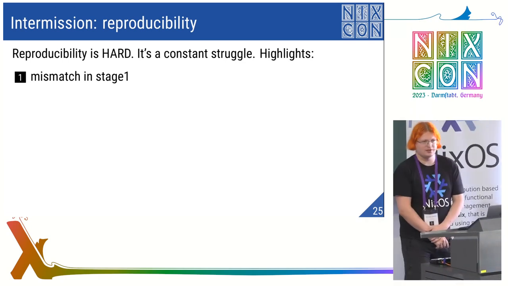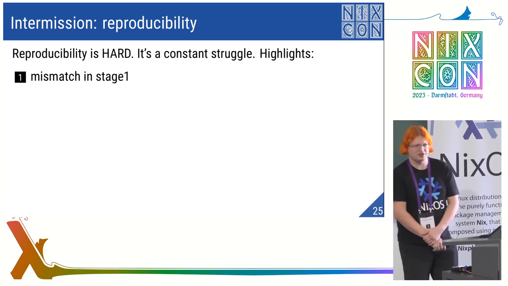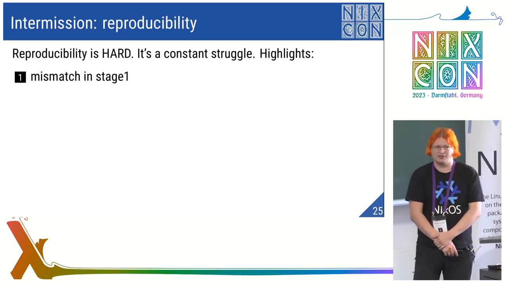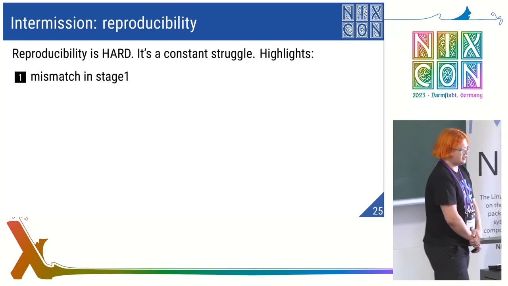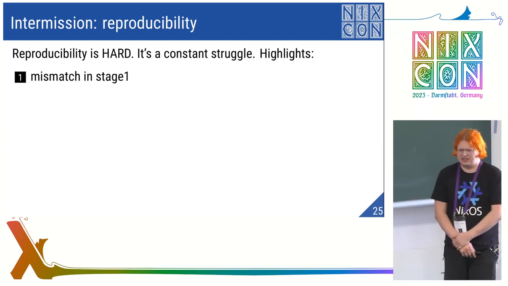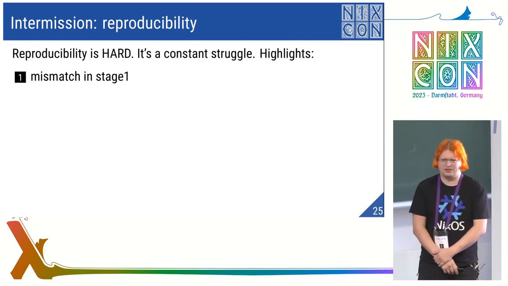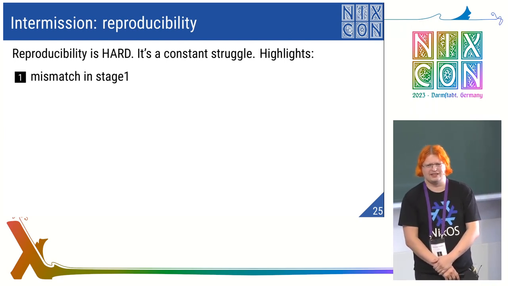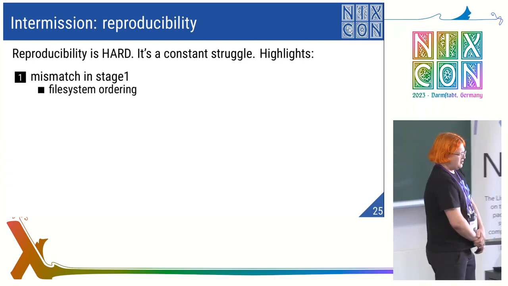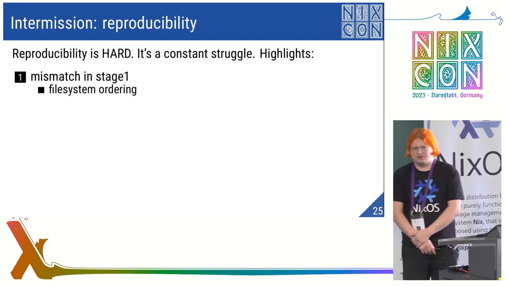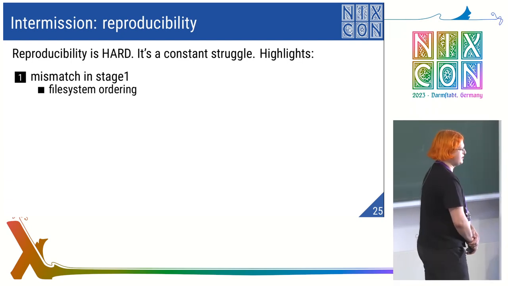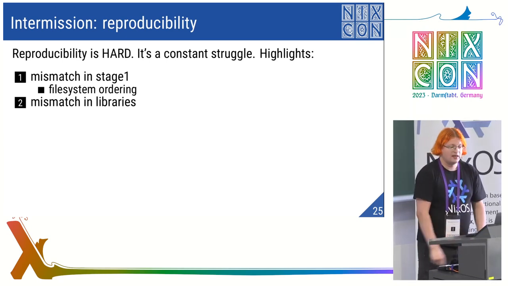Whoever is concerned with reproducibility in Nix packages and fixing it, mad respect to all of you. I learned that this is super hard, this is a constant struggle. Just some highlights. I got a mismatch in stage one, which is a bit insulting because stage one is that ugly C part when I manually invoke TCC. How can I get a mismatch in there? Turns out, on different hosts, I had different file systems. File system ordering isn't guaranteed. Lesson learned, add disorderFS to the build system.